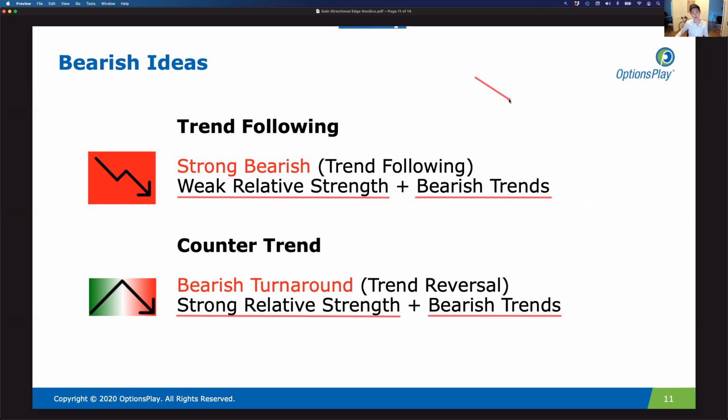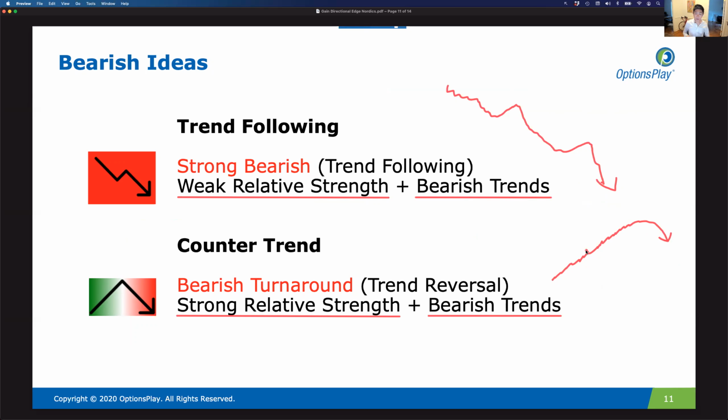So the trend following one is where effectively you have a stock that's moving lower, maybe starts to move a little higher and continues to move lower, and you're basically finding this bearish trend that continues. Counter trend is the exact opposite. It's where stocks are making big moves to the upside and then starting to turn around. So we're trying to identify one of these two states.